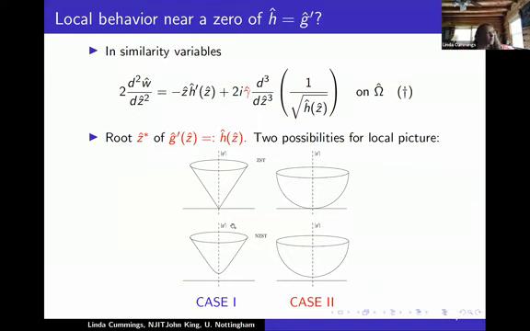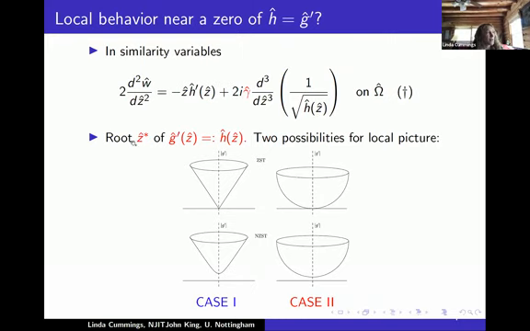So what happens locally? Well, let's first of all just think in terms of schematics. So here's the Schwartz function governing equation in similarity variables. And here I've written it in terms of h, which is the derivative of the Schwartz function. So we're interested in what happens near a zero of this function h of z in similarity variables.